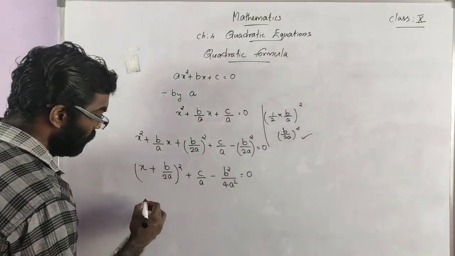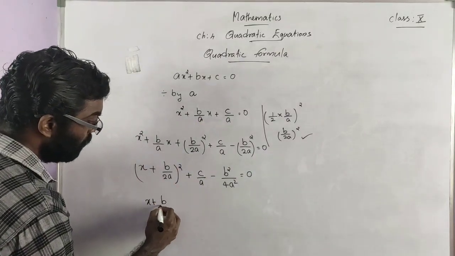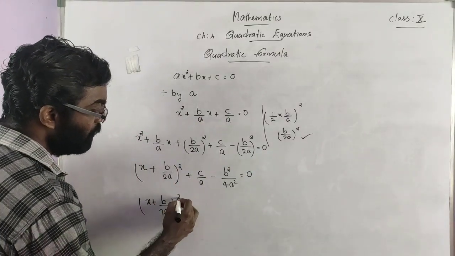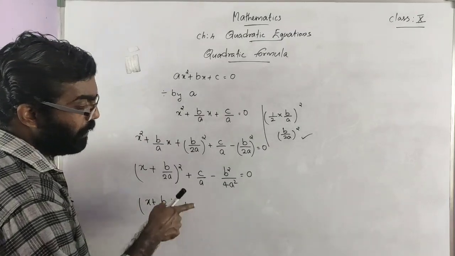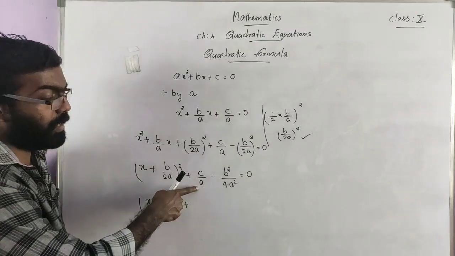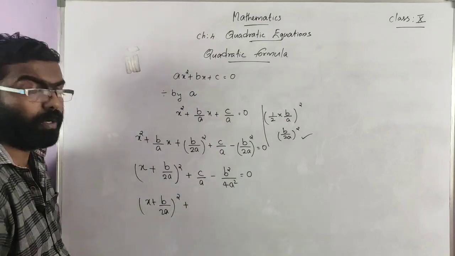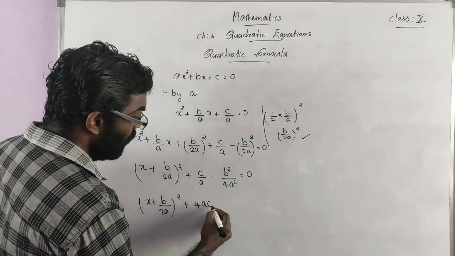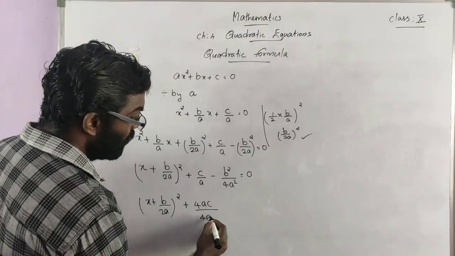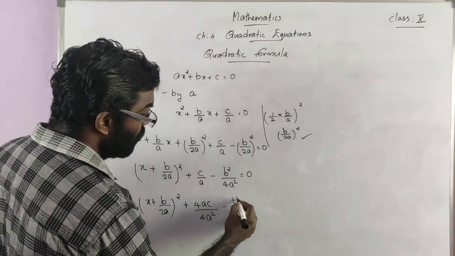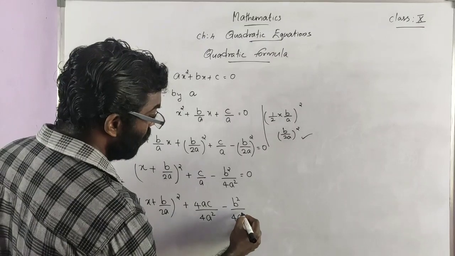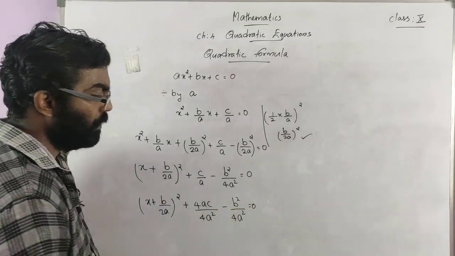to 0. That is x plus b by 2a the whole square plus, here we can multiply both numerator and denominator by 4a in order to make the denominator the same. So here 4ac divided by 4a square minus b square divided by 4a square, which is equal to 0.